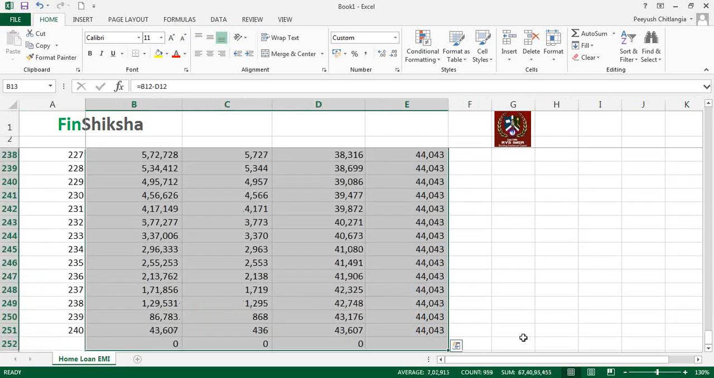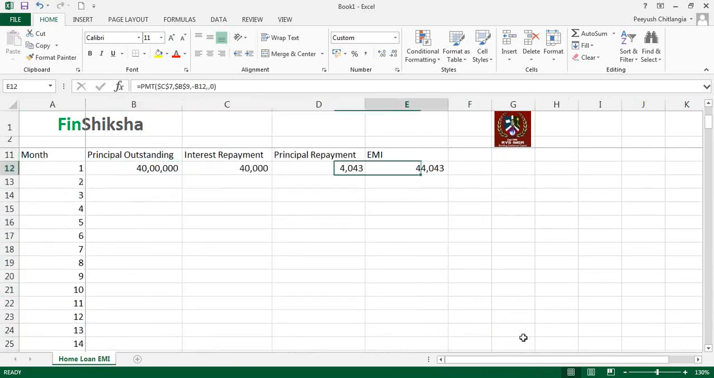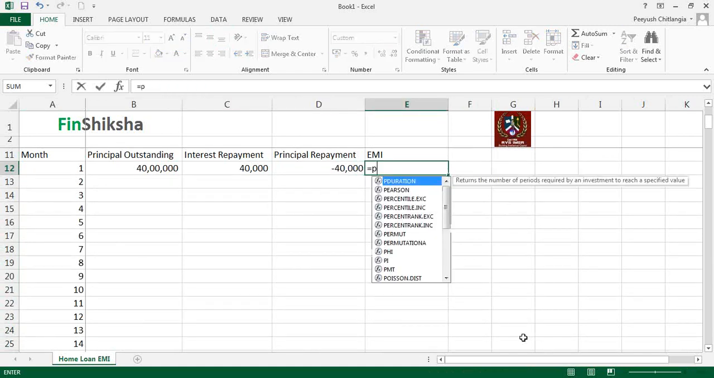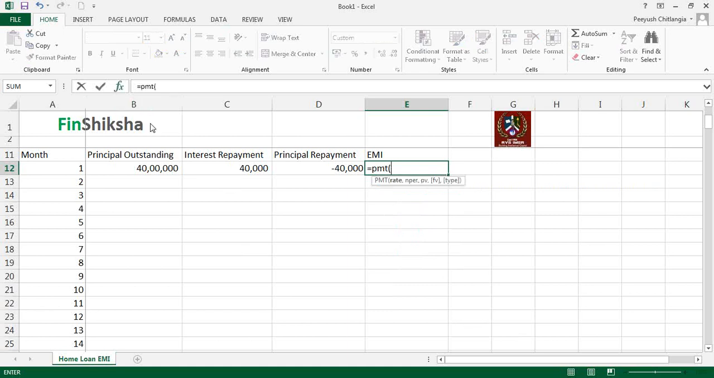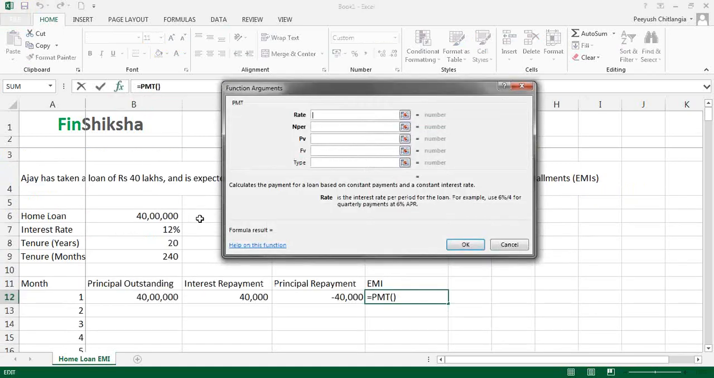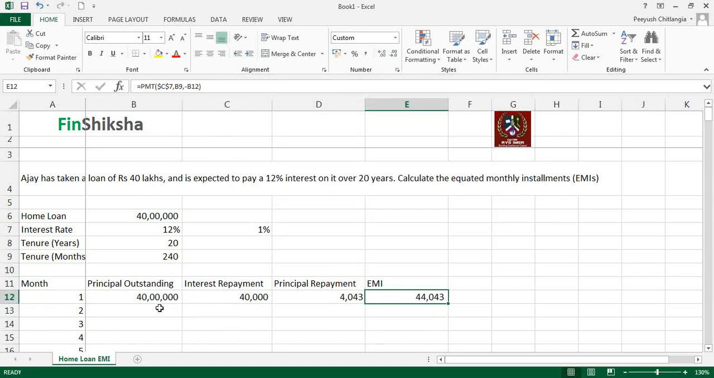So let's just for understanding sake do this once again. I will select this entire set, delete it. Let's put in the data in EMI once. So what is the EMI? That's the PMT function. We need to put in the rate, which is 1%, and freeze it. We need to put in the number of periods, that's 240. We need to put in the present value and a negative of the present value so that we get a positive outside. If you leave type blank, it will give you a 0. That gives you the EMI.